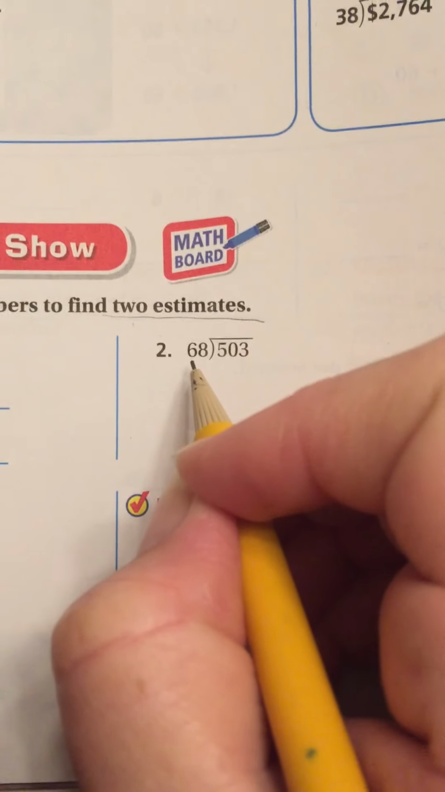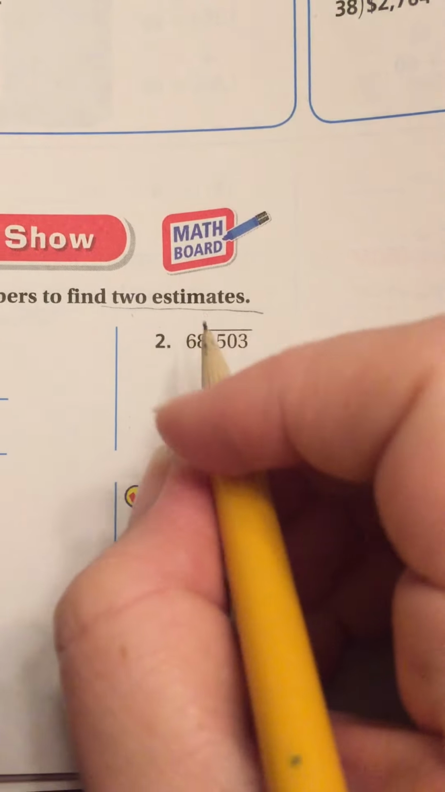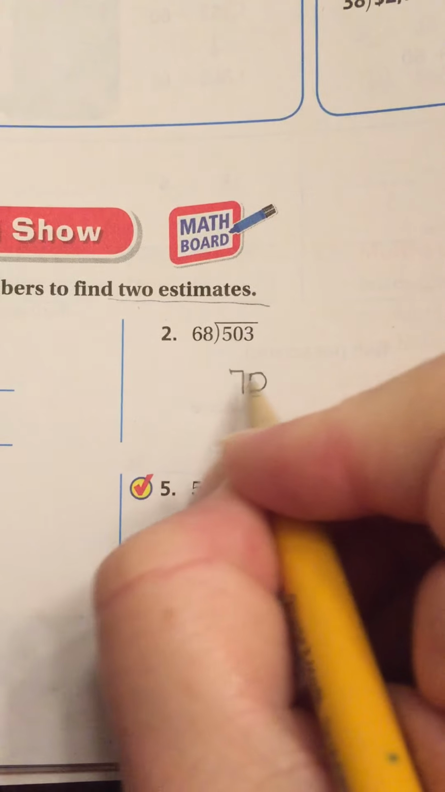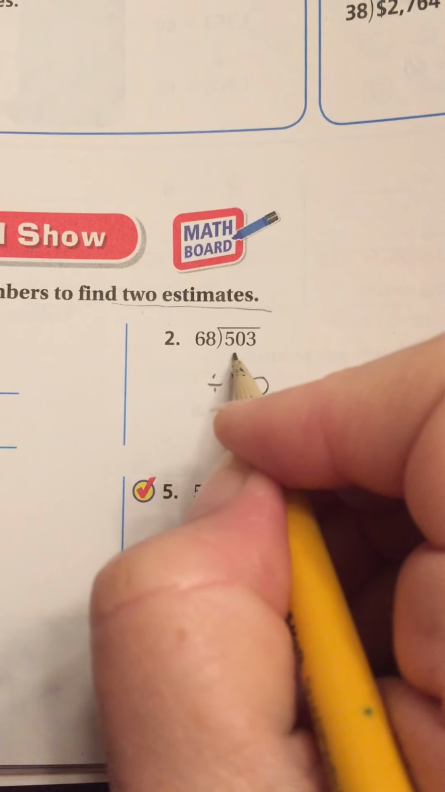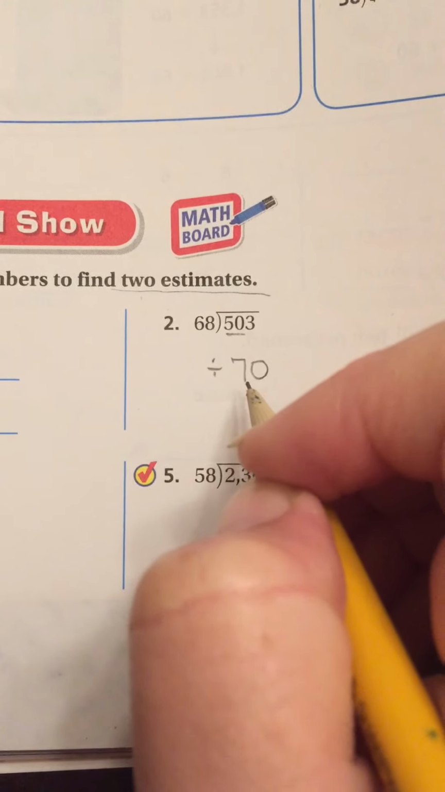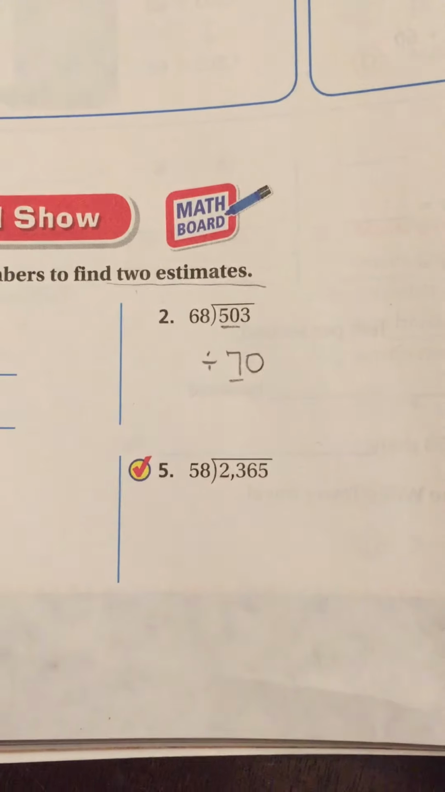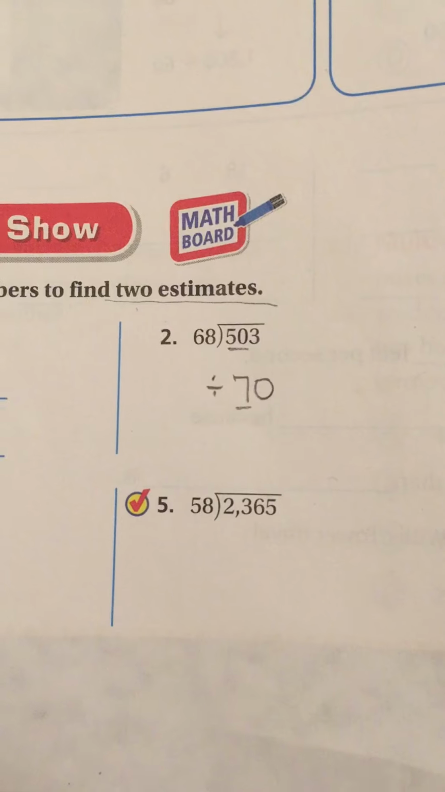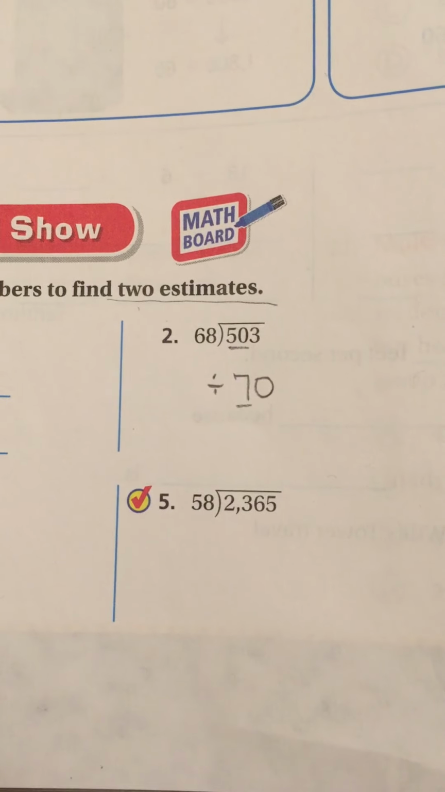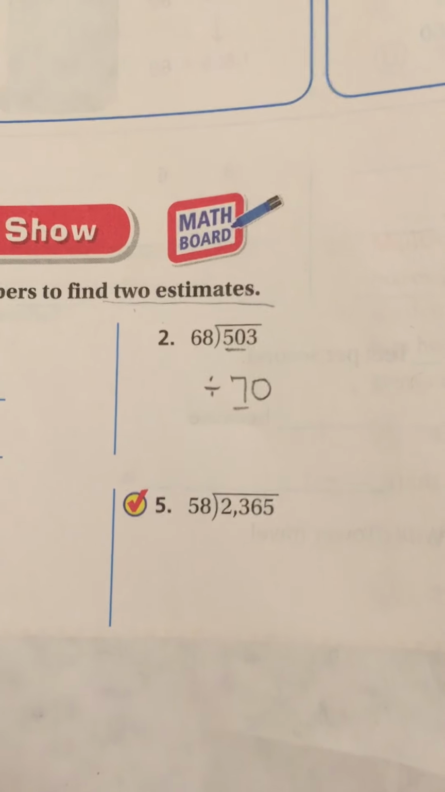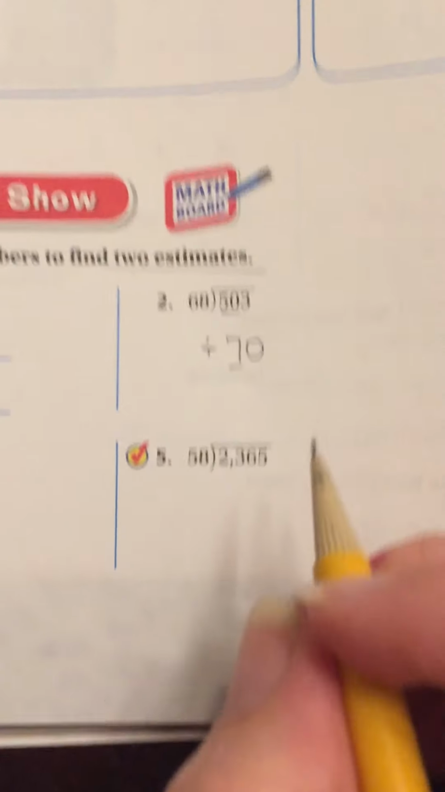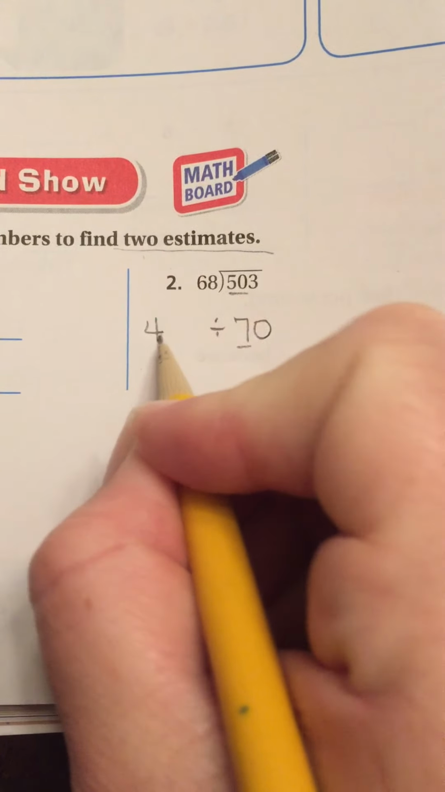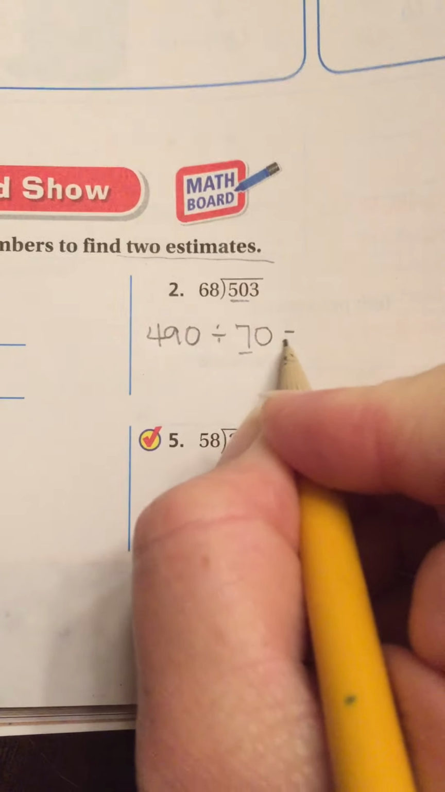Here, what can we make 68 to? So I would say 70, okay, for our first one. So what could I do? So 7 times what can get you close to 50? Well, 7 times 5 is 35. 7 times 6 is 42. 7 times 7 is 49. 7 times 8 is 56. So both of those, 7 times 8 and 7 times 7, are great. So maybe I just want to do 49 and do 490.